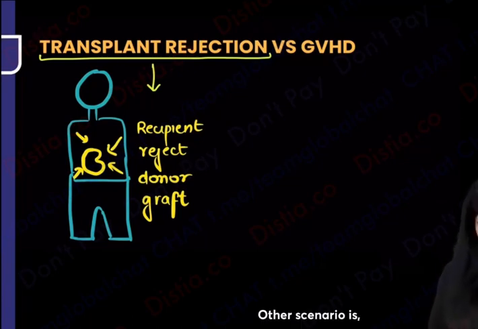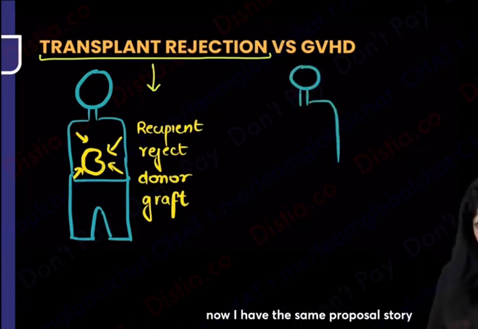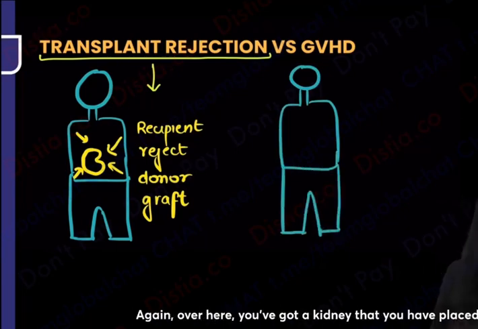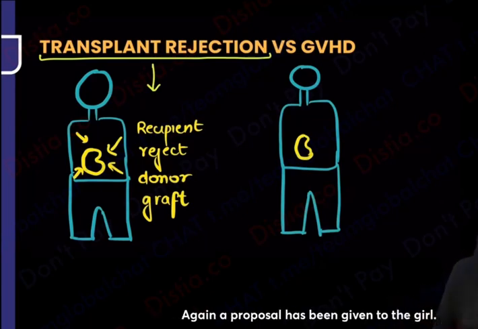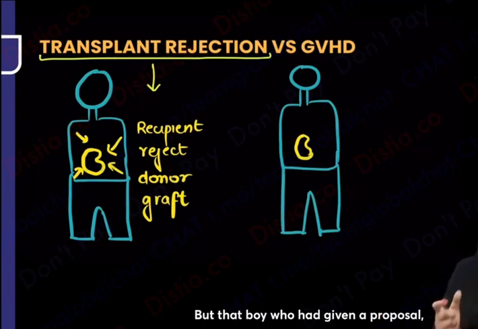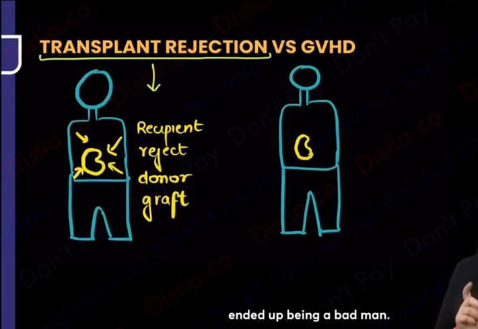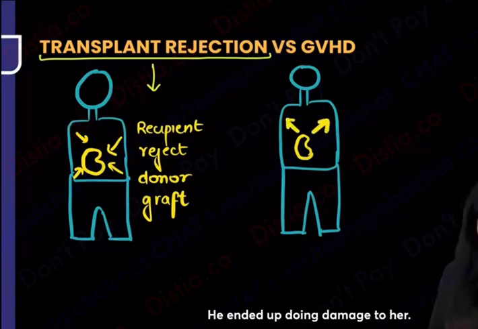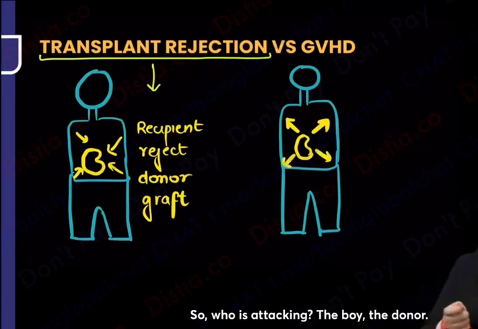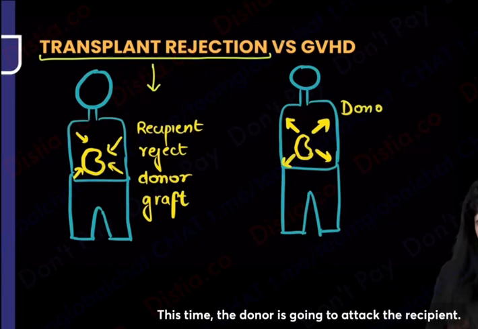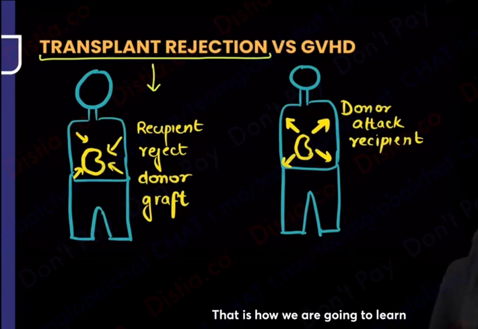Other scenario is, now I have the same proposal story that is going to come up in front of you. Again, over here, you've got a kidney that you've placed. Again, a proposal has been given to the girl. This time the girl accepts it. But that boy who had proposed to her ended up being a bad boy, ended up being a bad man. He ended up doing damage to her. So who is attacking? The boy, the donor. This time, the donor is going to attack the recipient. So this is a toxic relationship. That is how we are going to learn transplant rejection versus GVHD.